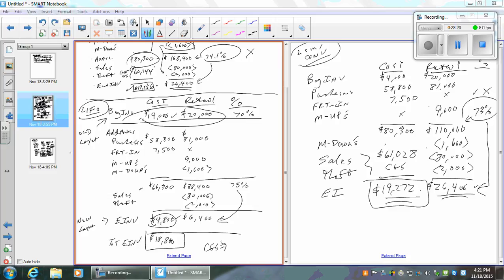Take away the 18,800 you no longer have, and what do you get? Cost of goods sold. What's 80,300 less 18,800? 61,500. Could you also do the 66,300 and subtract the ending inventory, take away the 4,800? Yeah. I got the same answer. I don't know if it's going to do that every time. That's the weird thing.